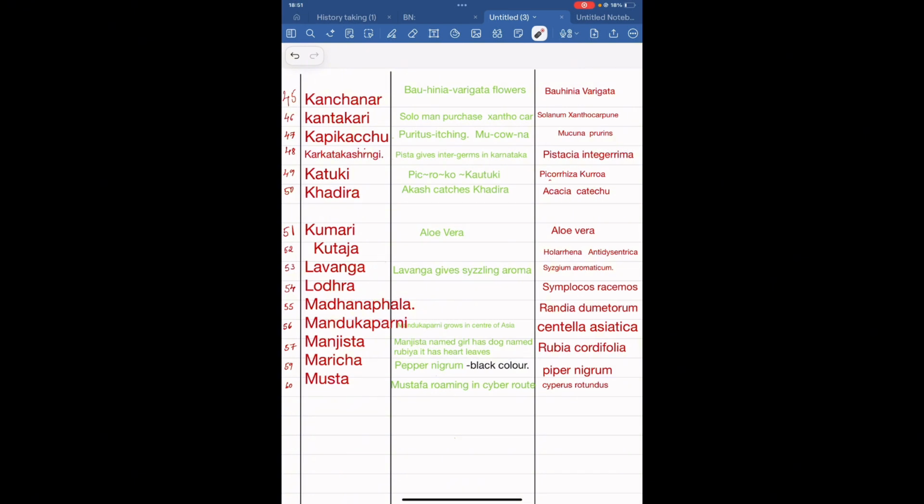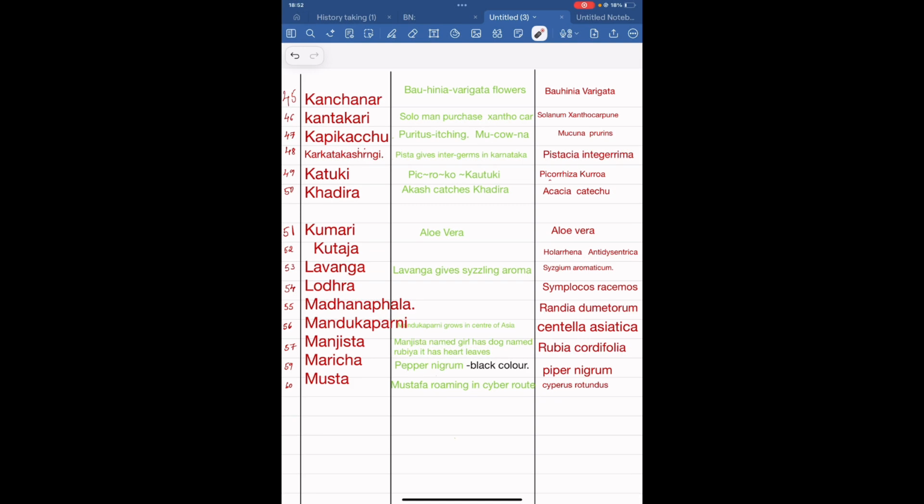So Lavanga gives a sizzling aroma. Remember the line and apply it to the botanical name. Lavanga gives sizzling aroma. So the word sizzling gives Syzygium and aroma gives aromaticum. Syzygium aromaticum. For Lodra and Madanaphala I will upload later. You can see the botanical names: Symplocos racemosa for Lodra, and Randia dumetorum for Madanaphala.